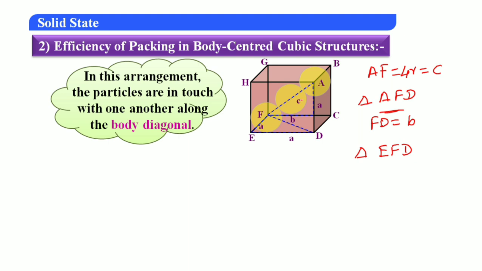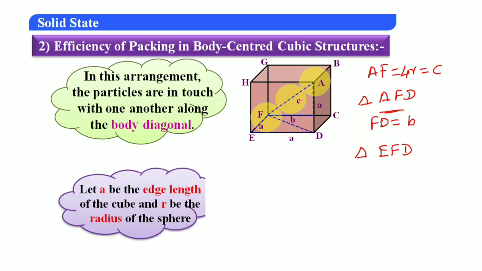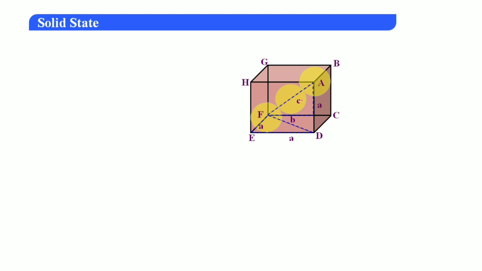Fine. In this arrangement, the particles are in touch with one another along the body diagonal. Let A be the edge length of the cube and R be the radius of the sphere. Everything remains the same. Now you can see here.